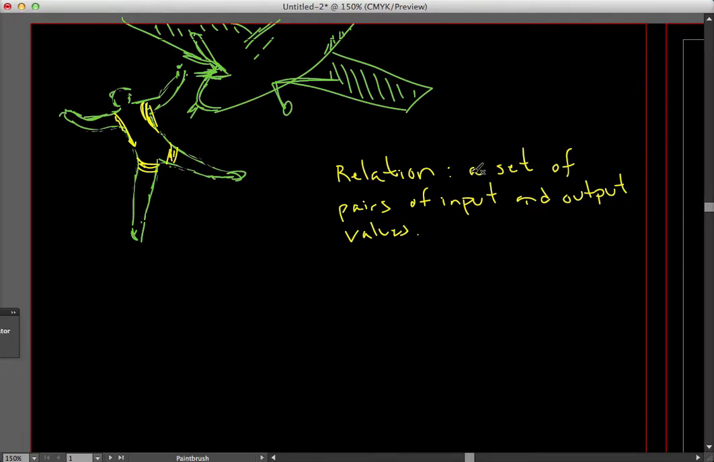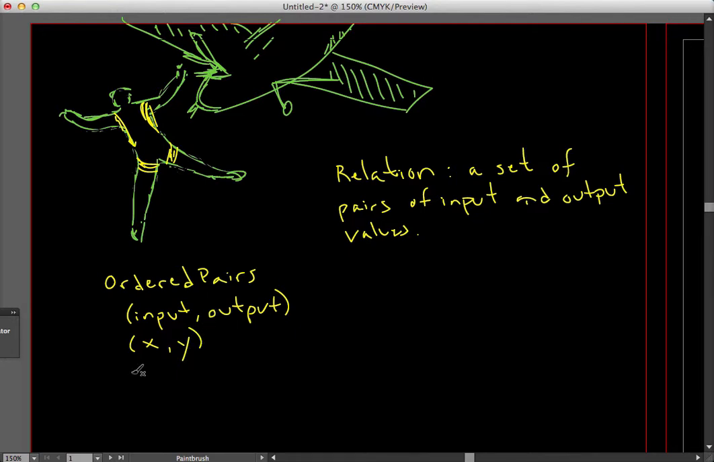So there are different ways to represent relations. One of the ways that we can represent relations is with ordered pairs. You may have seen ordered pairs before. They are just an input followed by an output, or you may have seen them as x comma y, or just a set, a pair of numbers, such as -2, 5.